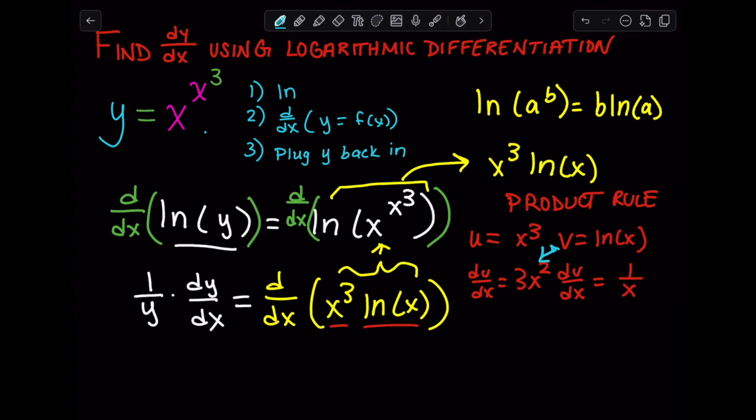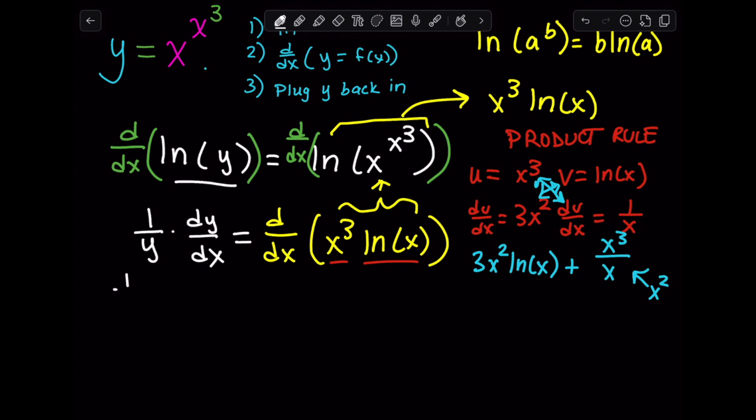And the product rule goes as follows. It's v times du dx, which is 3x squared ln x, plus u times dv dx, which is going to be x cubed over x, also known as x squared. So let's plug that into our equation over here. We have 1 over y times dy dx is equal to 3x squared ln x plus x squared.